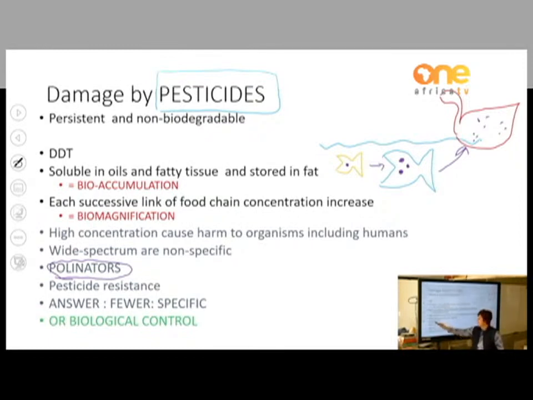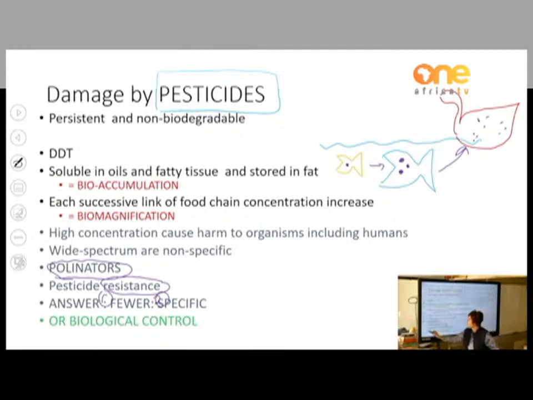After a while, the pests become resistant, and we will have to change the level of the poison and make it even more poisonous, killing more of other parts of the ecosystem. So, we need to use fewer pesticides and more specific pesticides. That is what we can do to decrease the amount of pesticides and not use it so regularly, so that the pests do not become resistant. Fewer pesticides and make it more specific, so that it only kills specific pests.